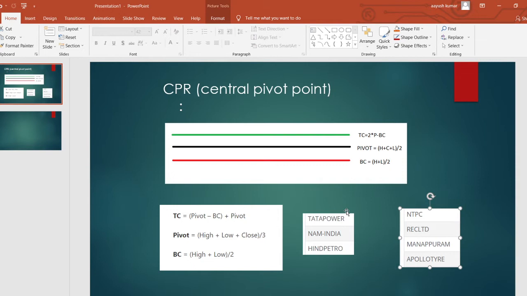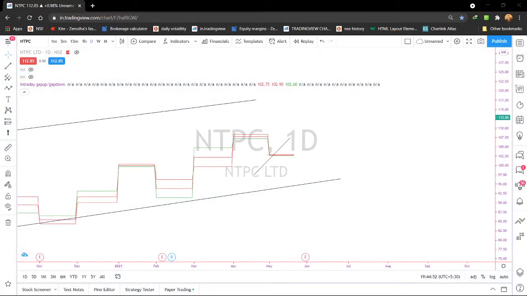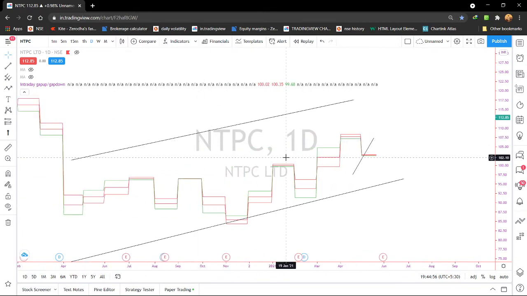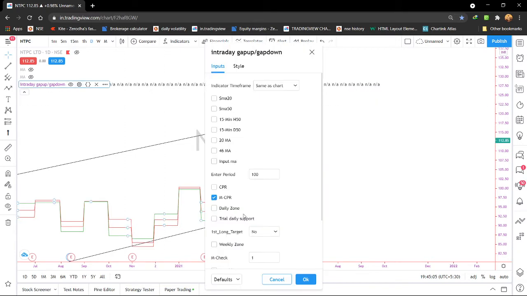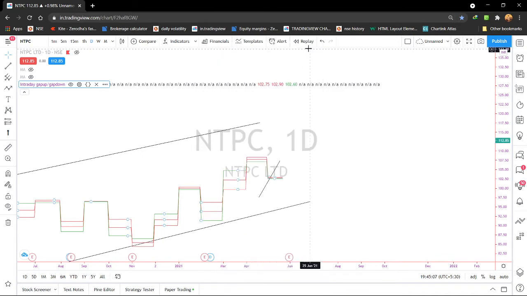I will not waste so much time. I will take NTPC, Tata Power, Nam India, REC Ltd. Coming to the first stock, NTPC, I'm coming to the chart. Let me turn my page. This is the stock NTPC. This is my intraday gap up, gap down indicator. It is my personal indicator. It contains everything, SMA, so many things. It is nothing great.